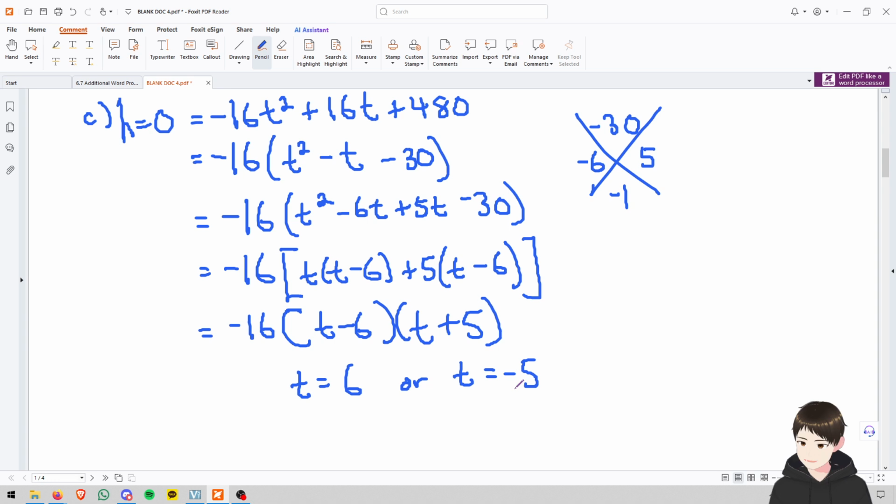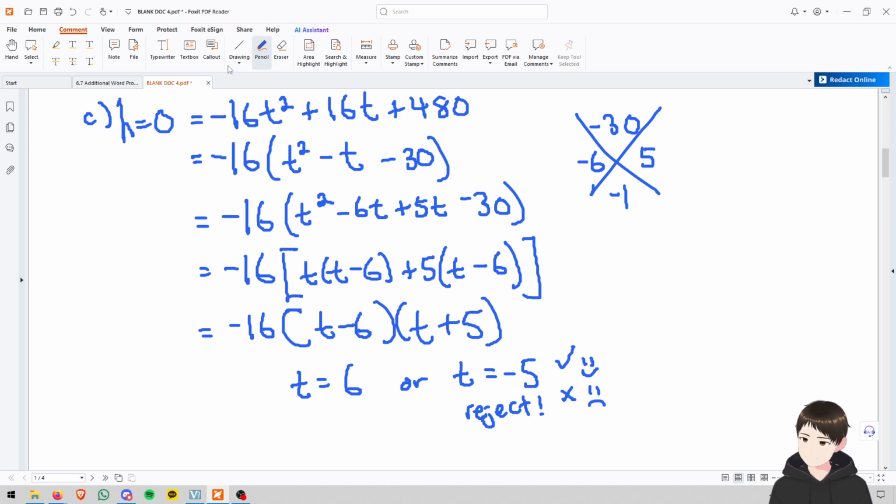Obviously, we're not going to go back in time. It's a very nonsensical answer. So we will consider this as a rejection because it is an extraneous error. Mathematically, it is good, but realistically, it is not good. That's an extraneous root or extraneous answer.